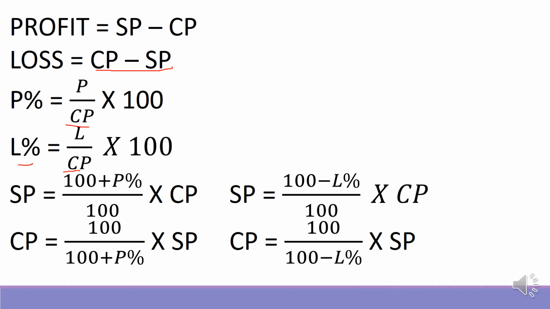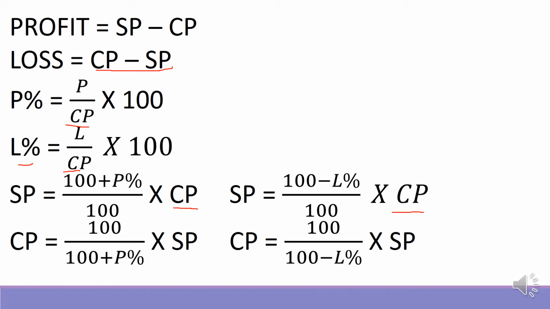If they give the cost price and we have to find the selling price, if they give the profit percentage, then selling price is equal to (100 plus profit percentage) by 100 into cost price. If they give loss percentage, then selling price is equal to (100 minus loss percentage) by 100 into CP.